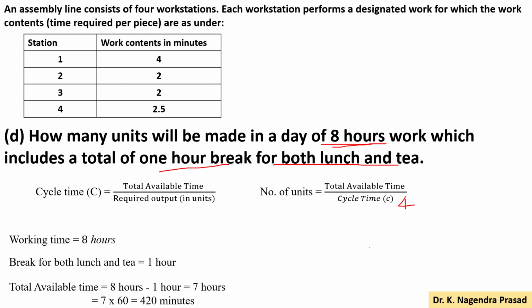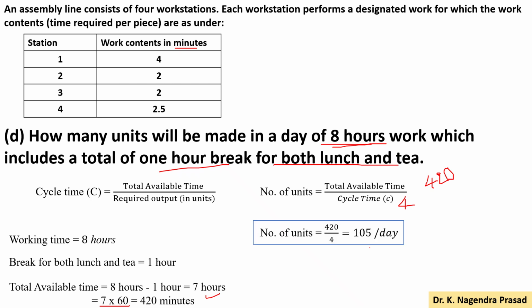But here cycle time is given in minutes, so total availability time also has to be converted into minutes. Then 7 times 60 equals 420 minutes. Now we know the total availability time is 420 and cycle time is 4. Then number of units equals 420 divided by 4, which is 105 units per day.